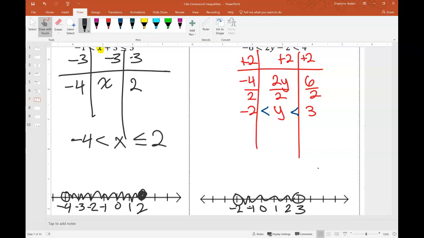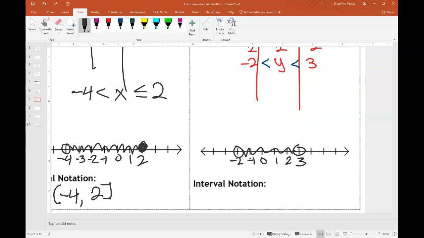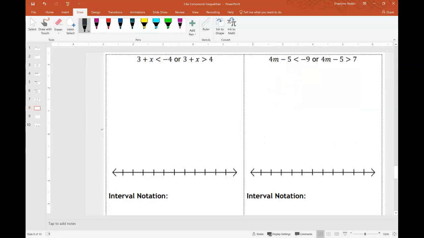It's everything in between, which is a super easy interval notation because it's all parentheses. You've got a parenthesis, -2, comma, +3, parenthesis. There's our interval notation. All right, and we've got these two OR equations.